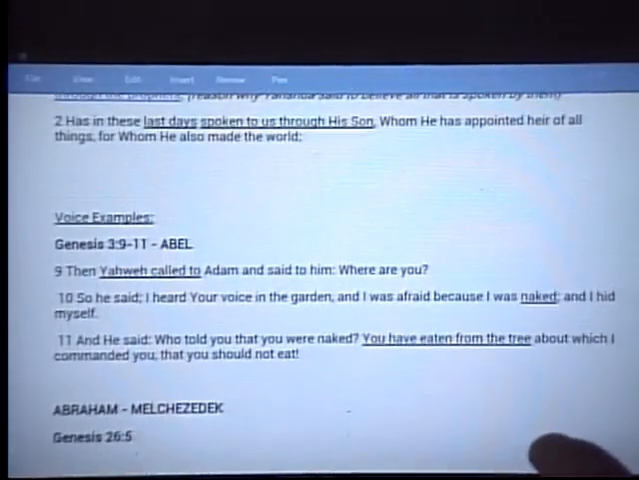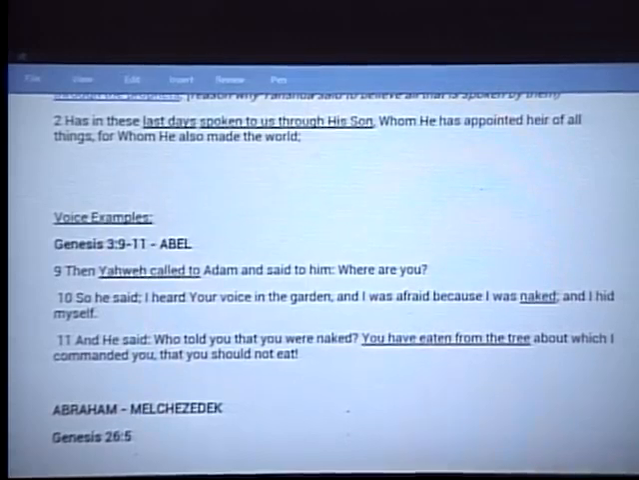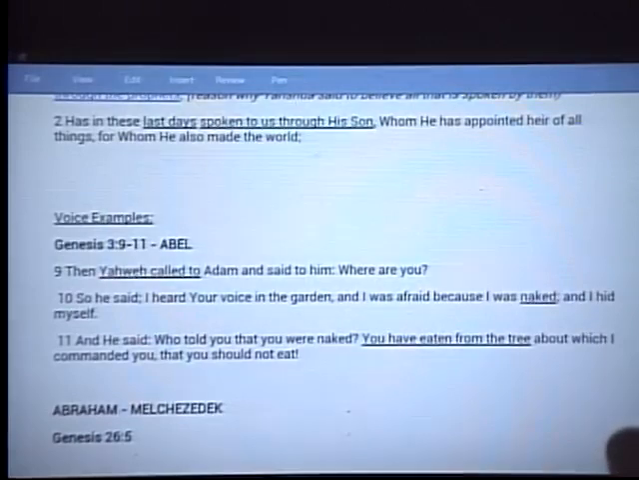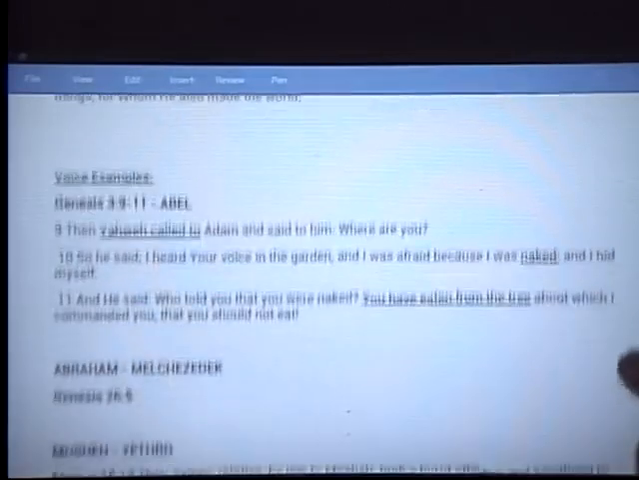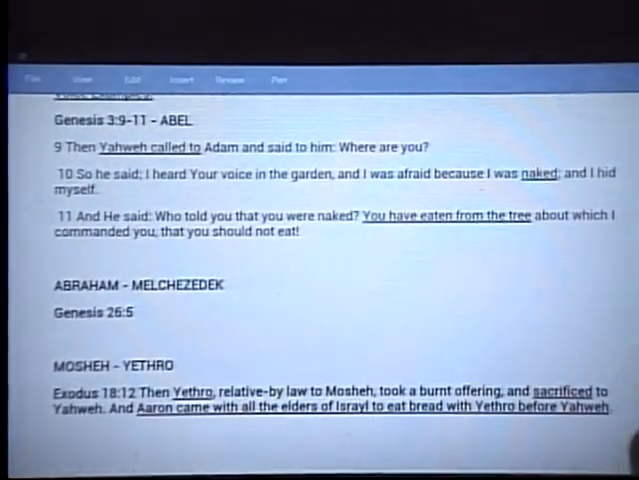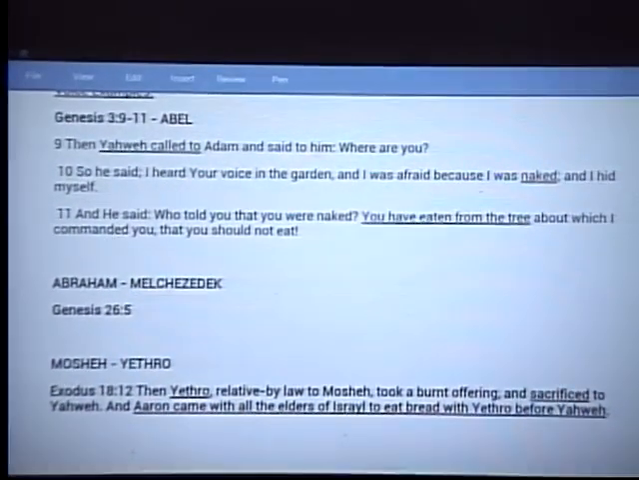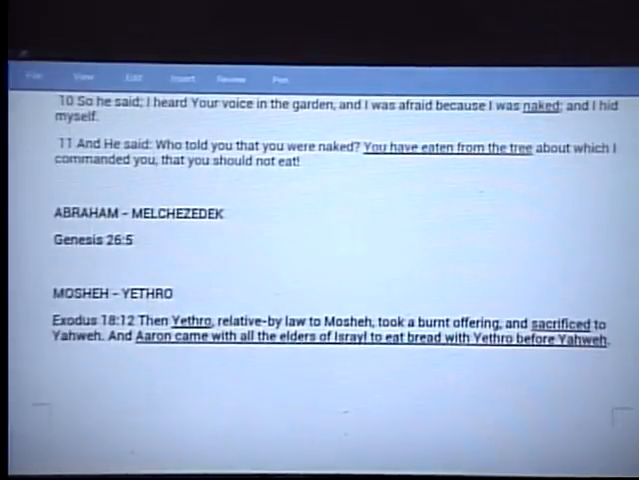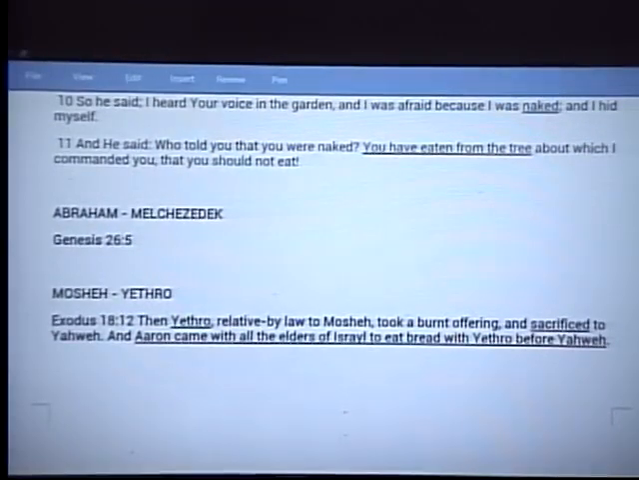Abraham. Remember, Abraham had Melchizedek. Melchizedek was the voice of Yahweh to Abraham. You read Genesis 26:5, when he says, I've obeyed all of your laws, obeyed your voice, and so forth, all of these things. Moshe had Yethro. And notice what it says here in Exodus 18, verse 12. Then Yethro, the relative by law to Moshe, took a burnt offering and sacrificed to Yahweh.